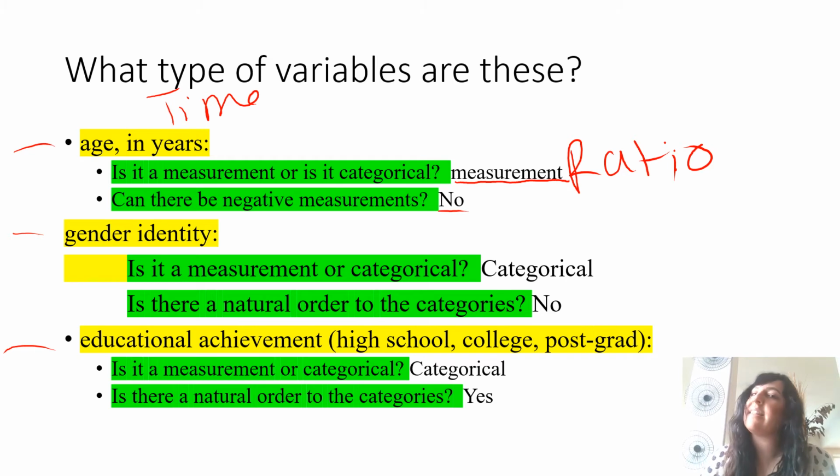So if that is the case, it's either nominal or ordinal, right? No natural order, it's got to be nominal.